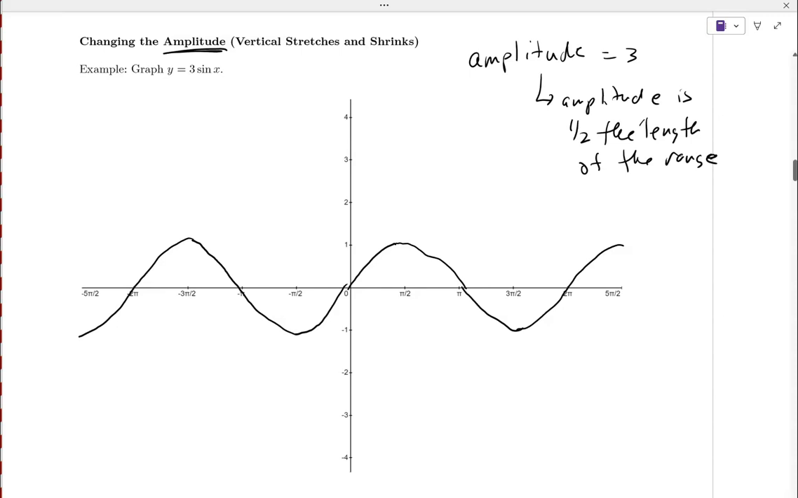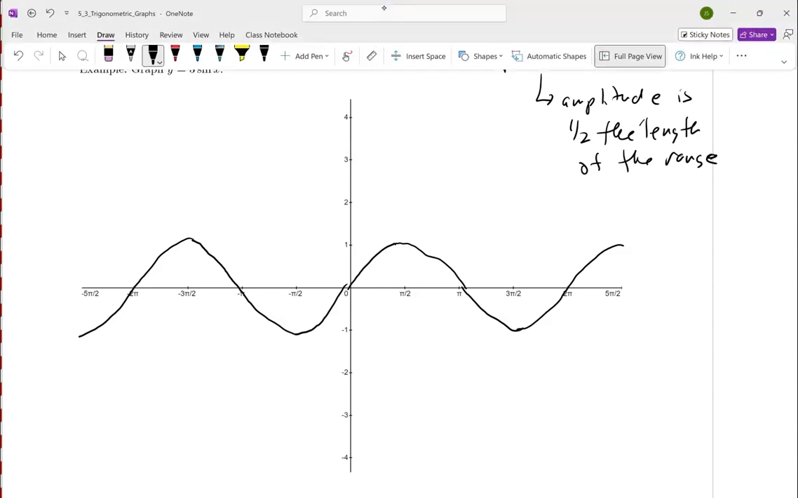That way. That's what your y equals sine of x looks like. When we say it's y equals 3 times sine of x, it's going to make it 3 times as tall.